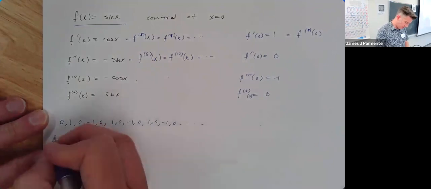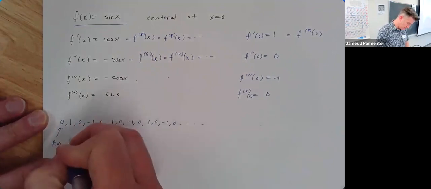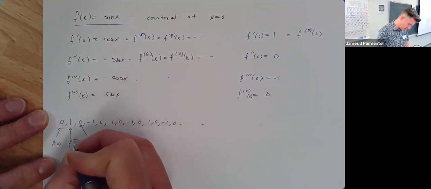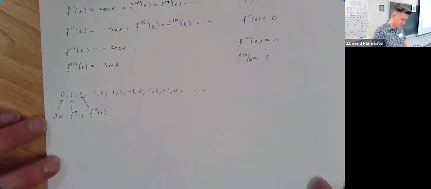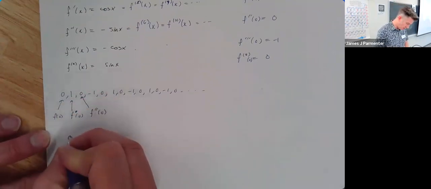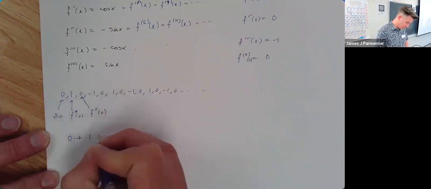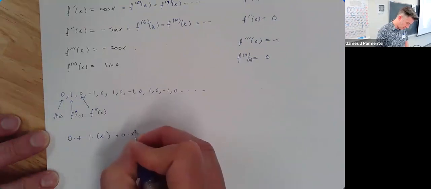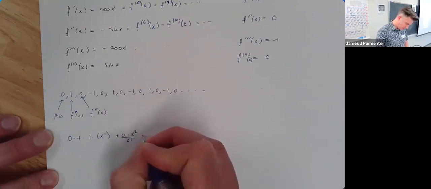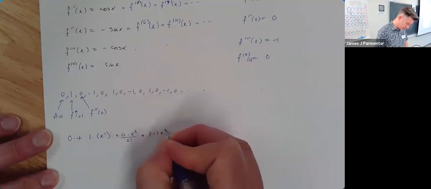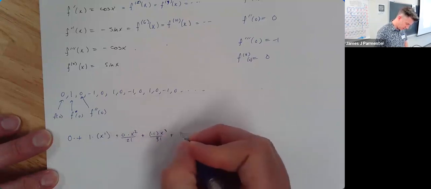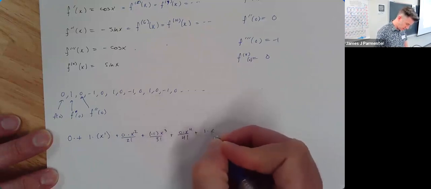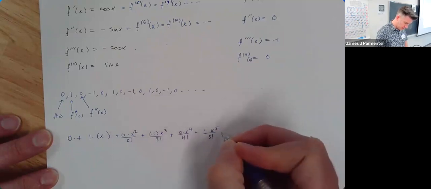Okay, so there's my f of 0, f prime of 0, f double prime of 0, et cetera. Now when I start writing out my pattern, here's what it's going to look like: 0 plus 1 times x to the first, plus 0 times x squared over 2 factorial, plus negative 1 times x cubed over 3 factorial, plus 0 times x to the fourth over 4 factorial, plus 1 times x to the fifth over 5 factorial. And it just goes on and on like this.